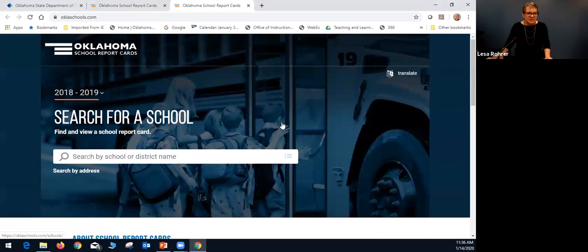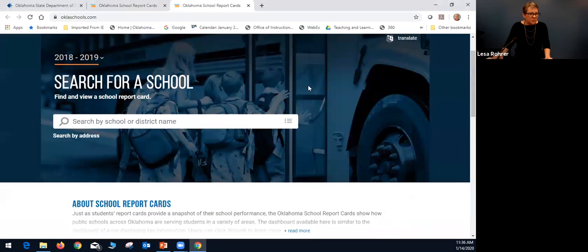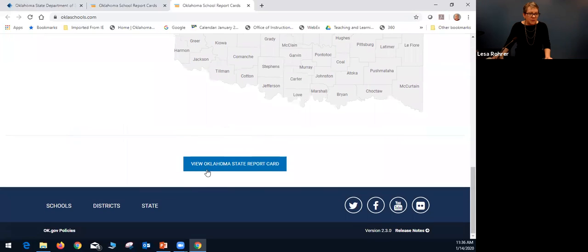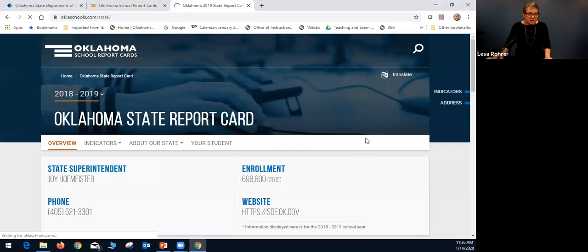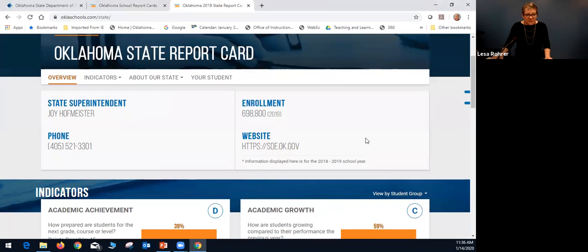I always like to go to the state report card. So to find the state report card, I go all the way down to the bottom, and I can click on View the State Report Card. Notice that we have an enrollment of about 700,000 students within this report card.